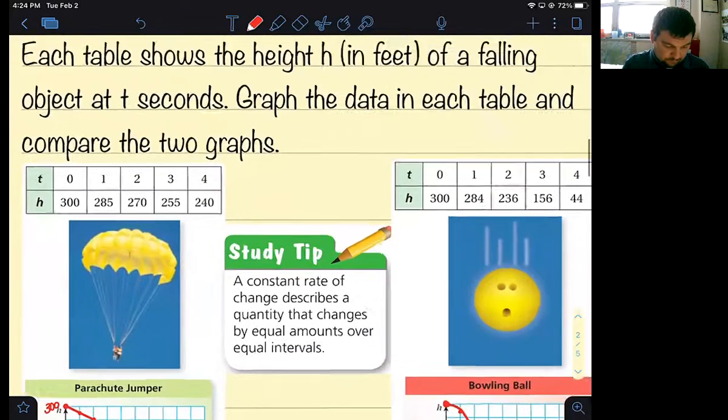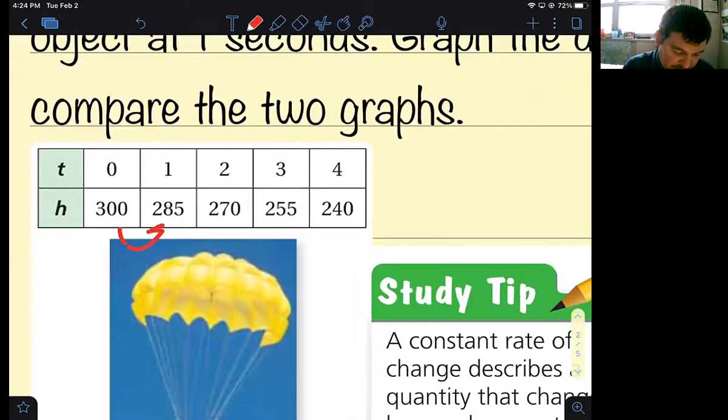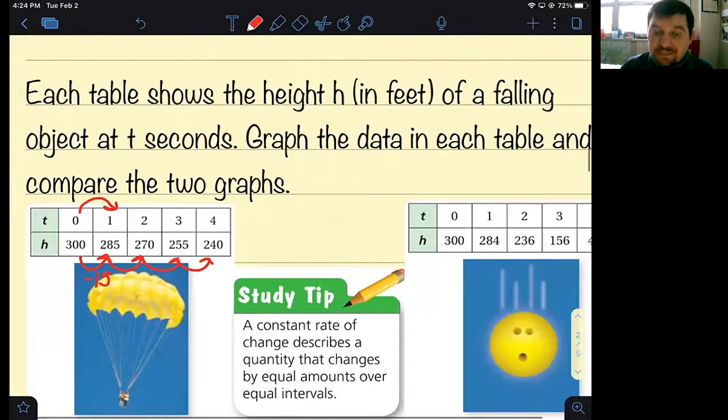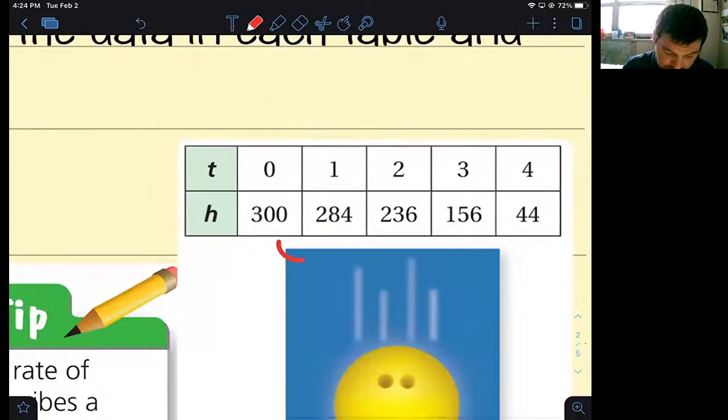Let's compare. You can tell it's linear because it's decreasing 15 every time it increases by 1. Decrease 15, decrease 15, decrease 15. It's always the same. It's constant. Let's look at this one. Decreases by 16. Then it decreases by, I don't know that off the top of my head, 284 minus 236, decreases by 48. And then it decreases by, let's see, 236 minus 156, decreases by 80. So you can see it's just picking up speed.